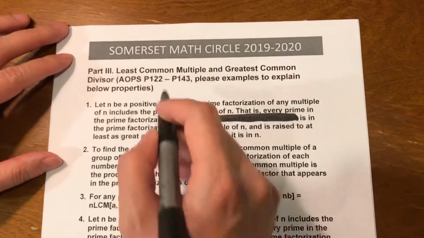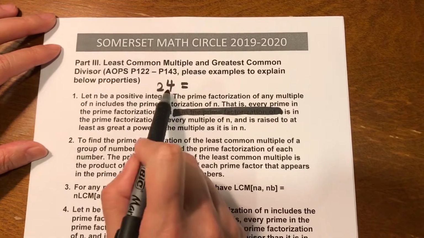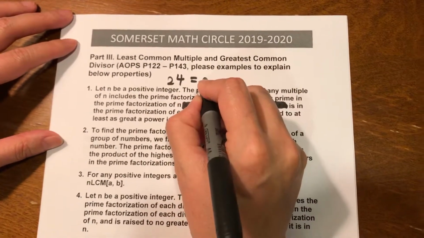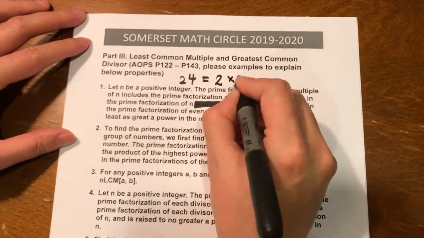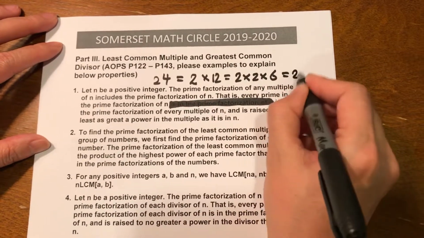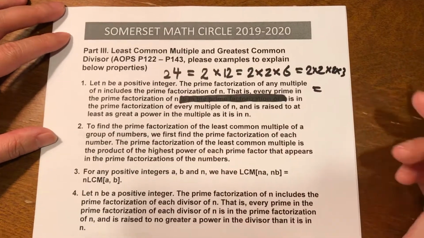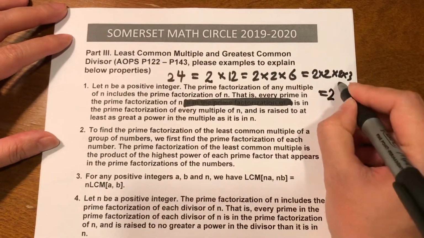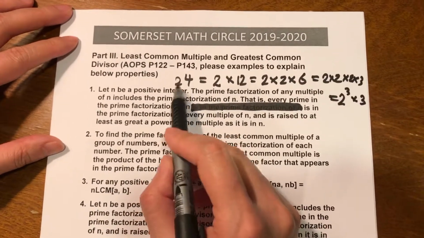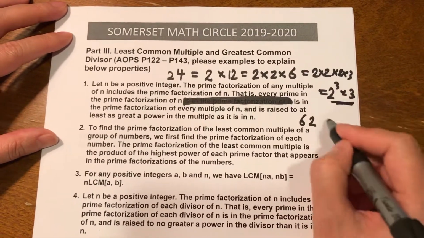Basically, for example, we have 24, say. 24, we need to decompose it into all its primes. So we have 2 multiply 12, 2 multiply 2 multiply 6, equals 2 multiply 2 multiply 2 multiply 3. So the prime factorization gives 24 as 2 to the power of 3 multiply 3. And if given another number, say 62, then we do the same.